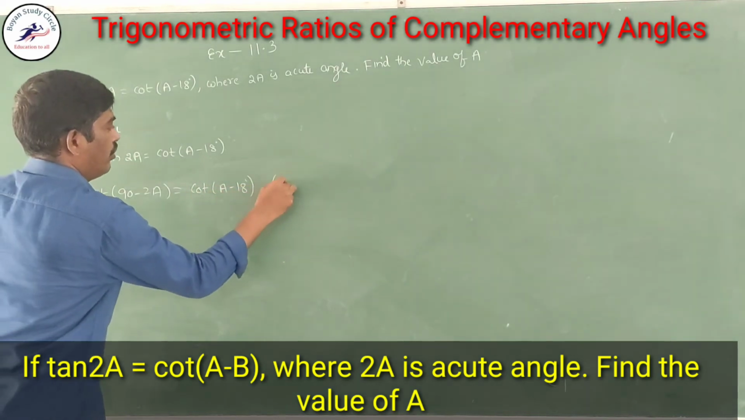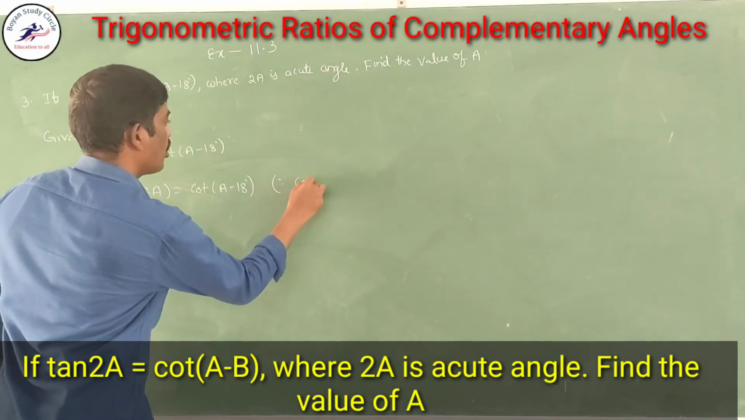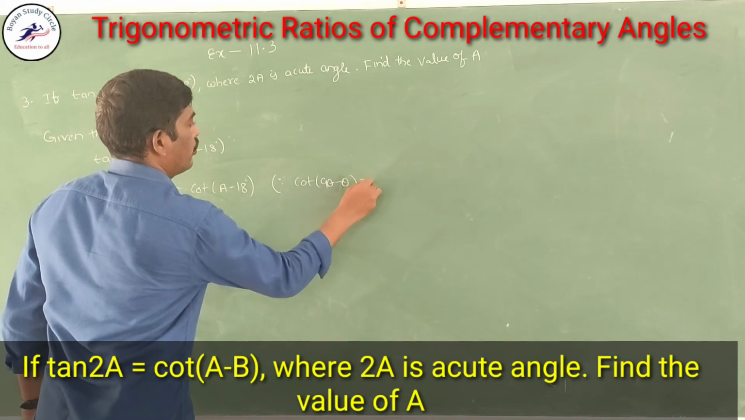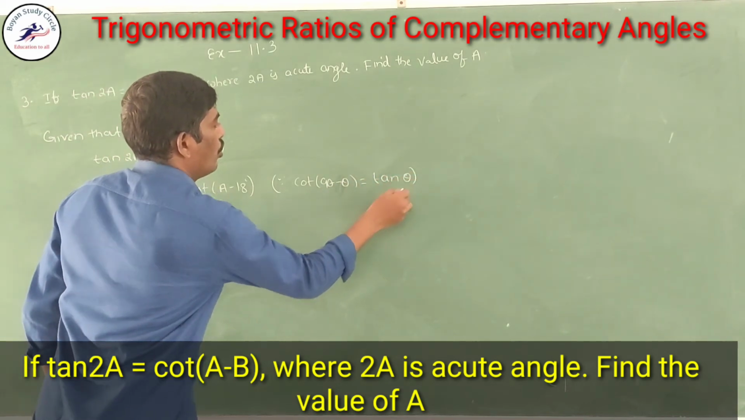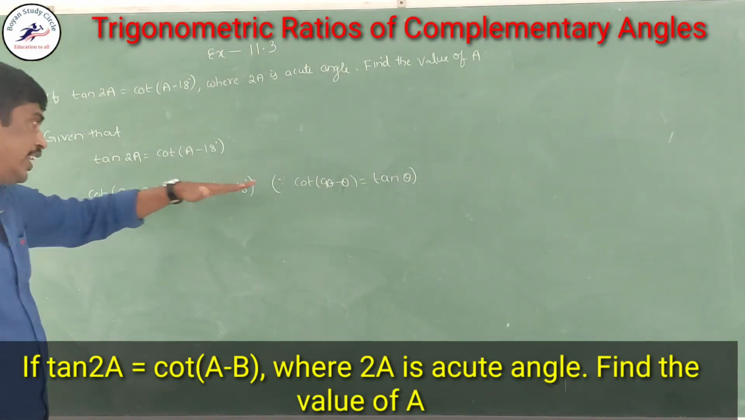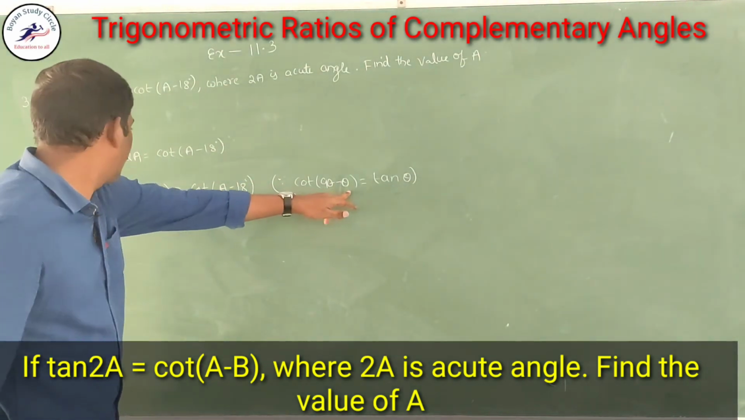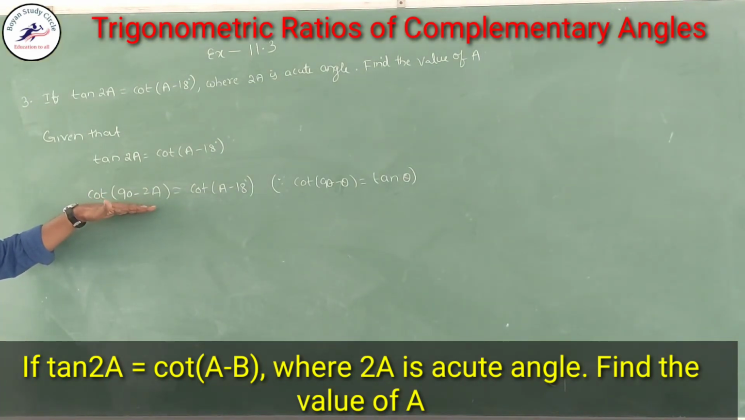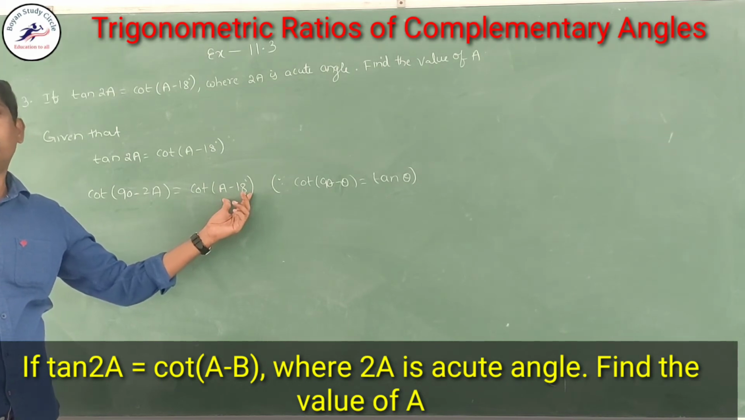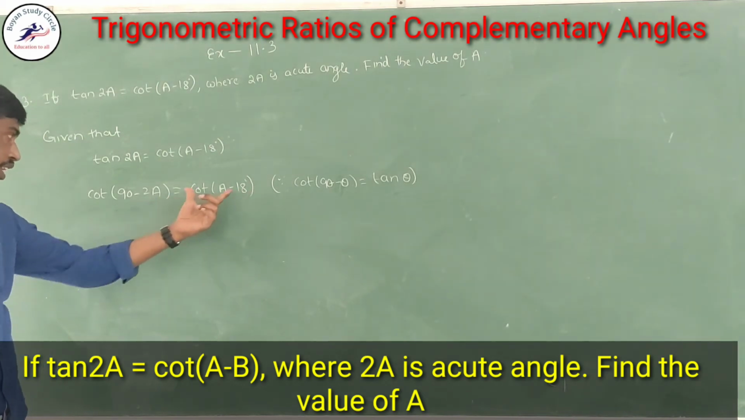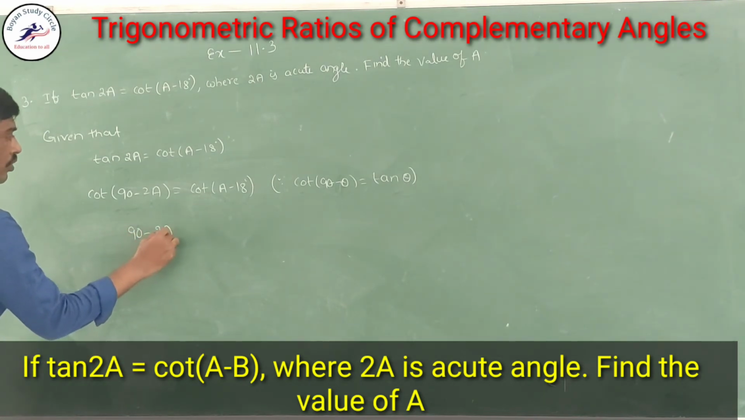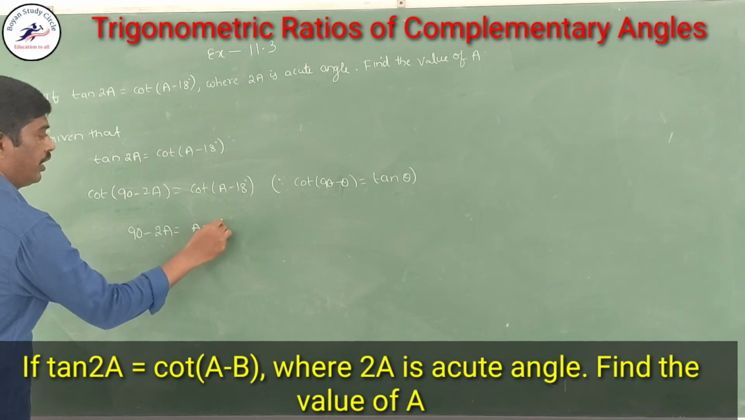Okay. So this we are writing cot of 90 minus 2a, that is equal to cot of a minus 18 degrees. Since cot of 90 minus theta, that is equal to tan theta. So here in place of tan theta we have tan 2a. So we are writing just like cot of 90 minus 2a. So 90 minus 2a and a minus 18, these two are complementary angles. So we are going to equate these two angles. So 90 minus 2a equal to a minus 18 degrees.